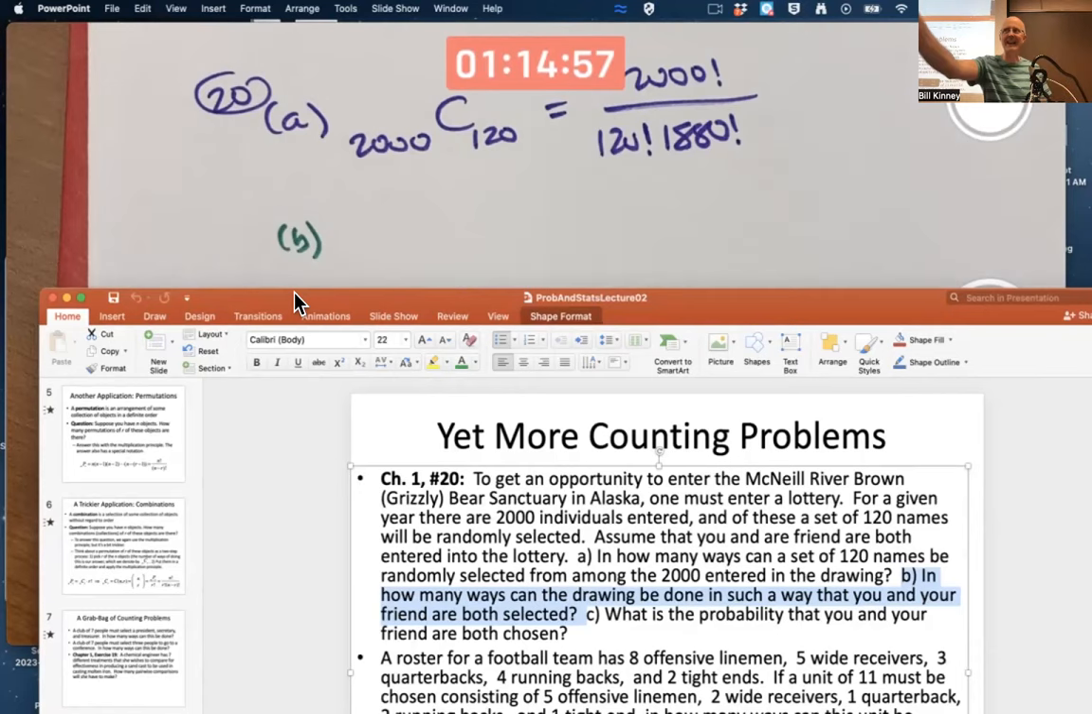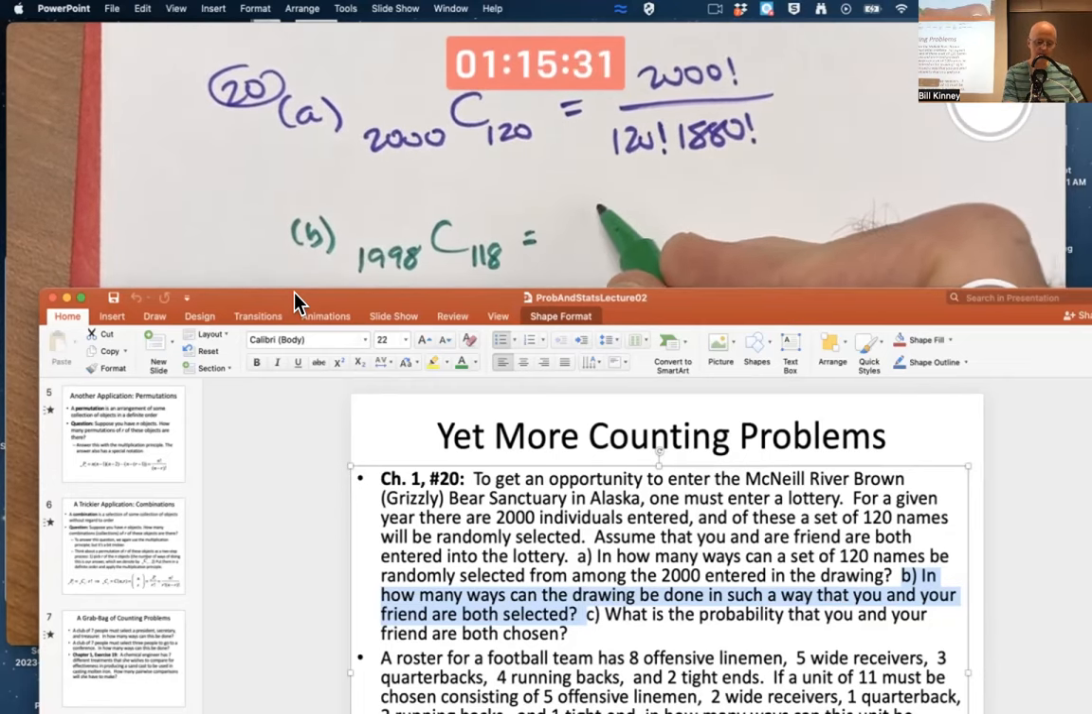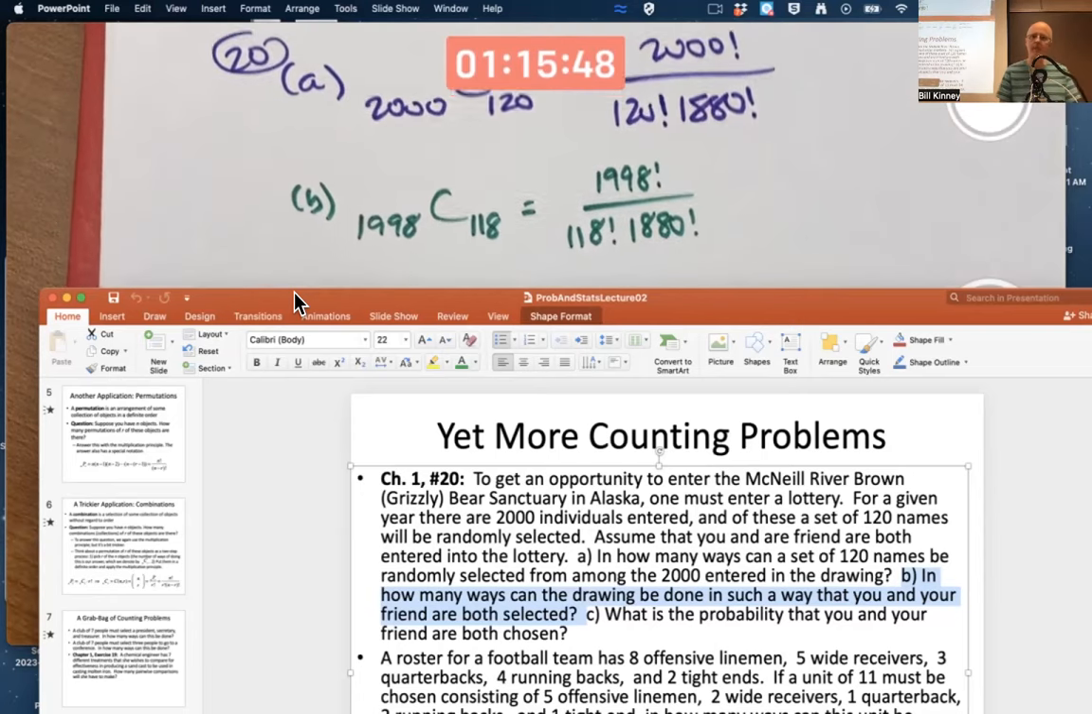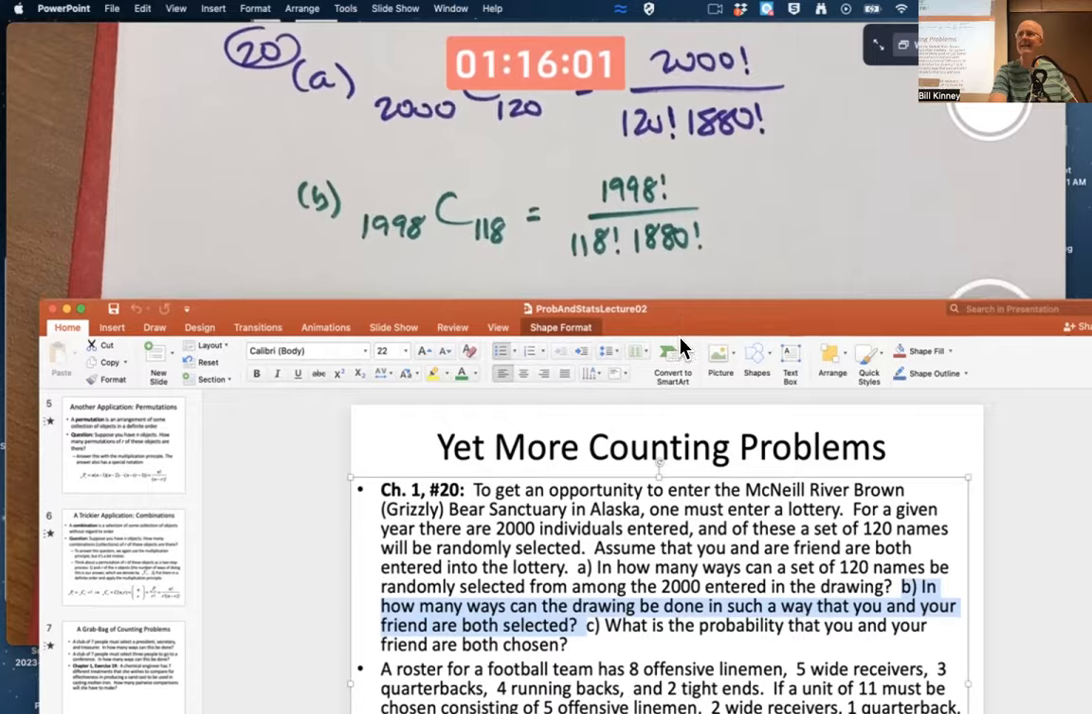Assume, you get an A for today's class. Assume that you and your friend are both selected. So you're part of that set of 120 people. There's 118 more people that need to be selected out of 1,998. So the answer for B is 1,998 choose 118, which is still a humongous number, though not as humongous as the previous one. That's 1998 factorial divided by 118 factorial times 1998 minus 118, which would be 1880. I'm using n factorial divided by the product of r factorial and n minus r factorial.